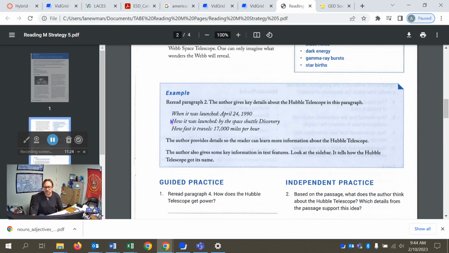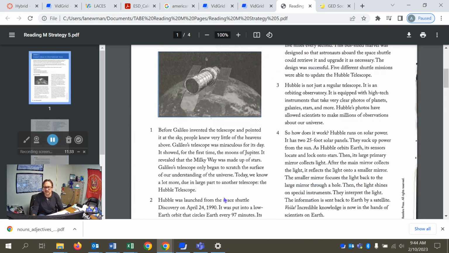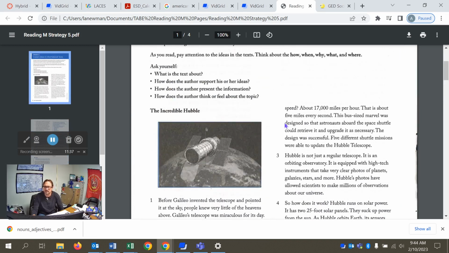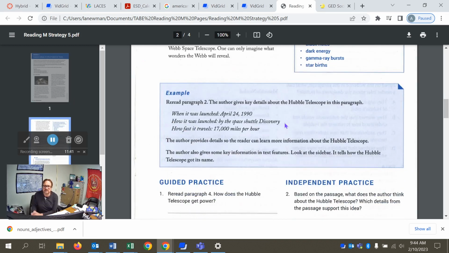All right, welcome back. We will start with the example here, and we're asked to reread paragraph 2 in the Hubble telescope passage. I'm not actually going to do that on video, but this is the second paragraph of the passage. Pay attention to your paragraph numbers.